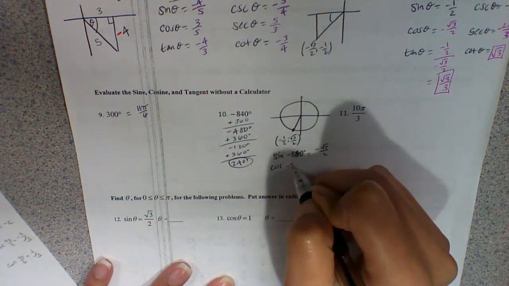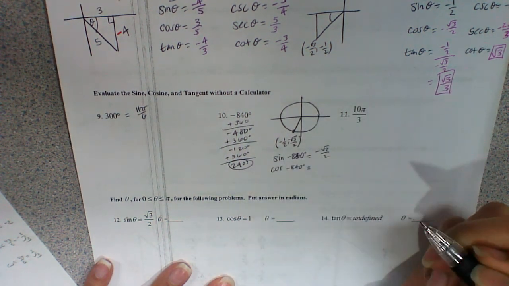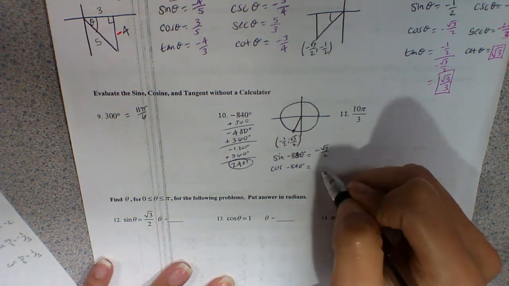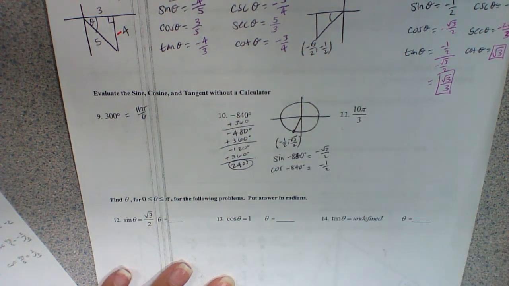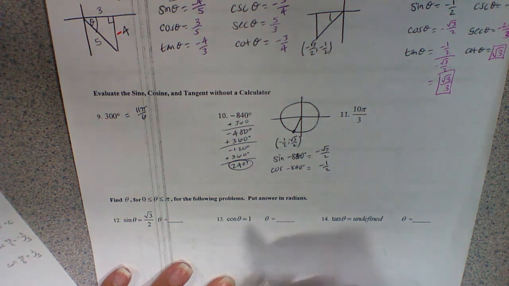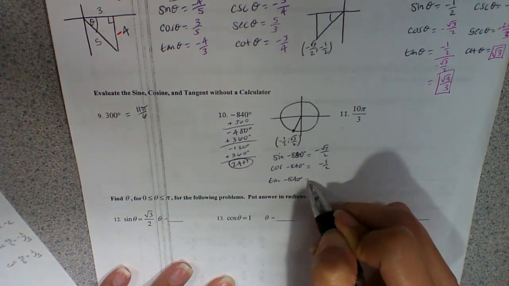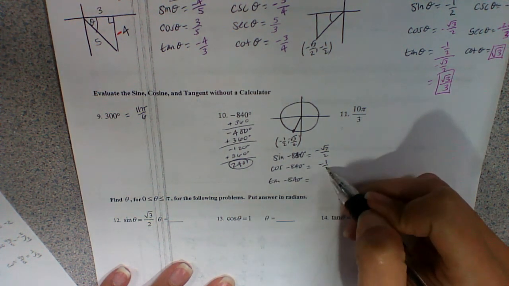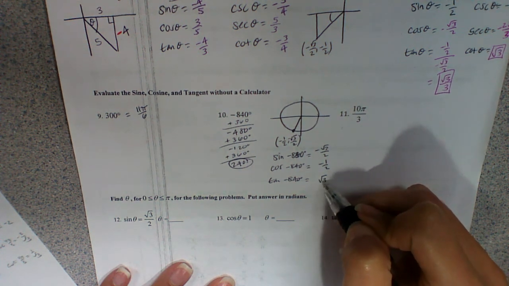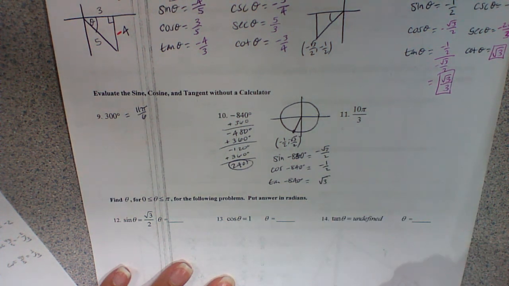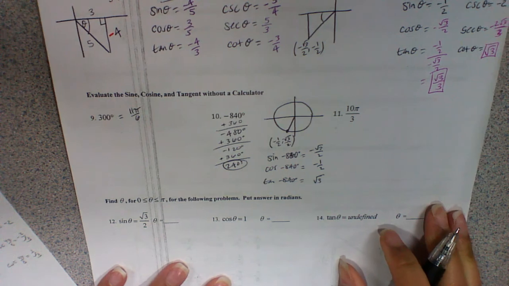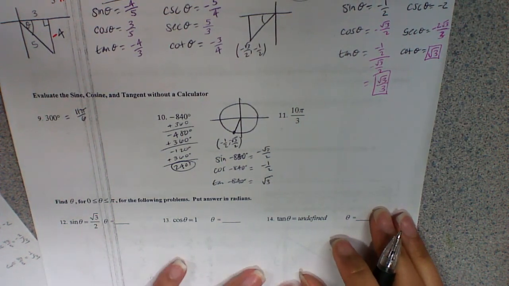Cos at negative 840 degrees is your x value, which is negative 1/2. And tangent at negative 840 is sine over cos, which gives you square root of 3 after you've simplified and after you've rationalized. Number 11, you can actually work the same way.